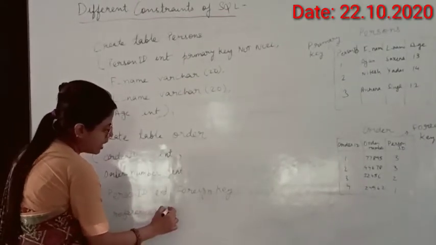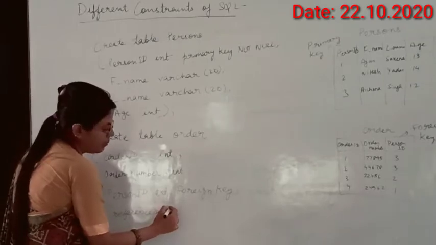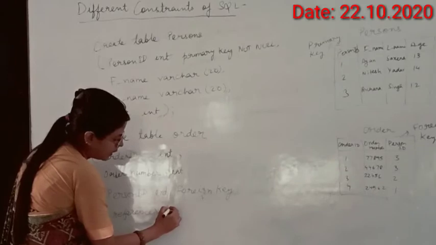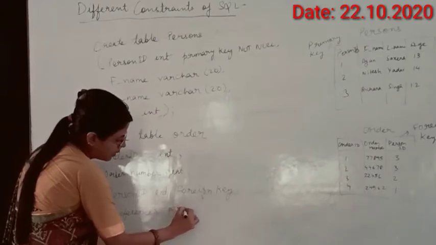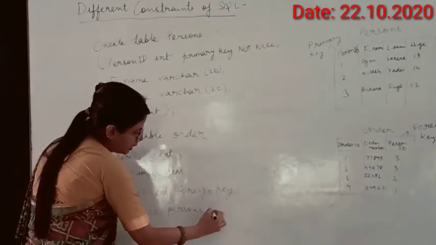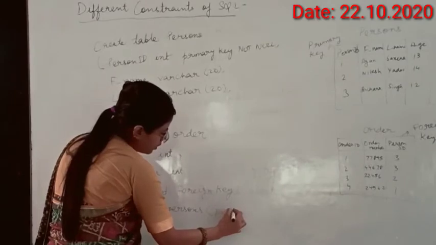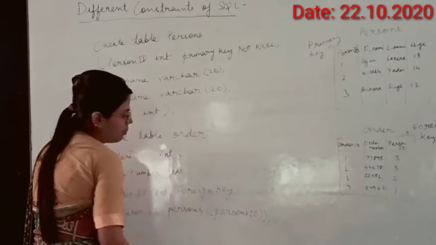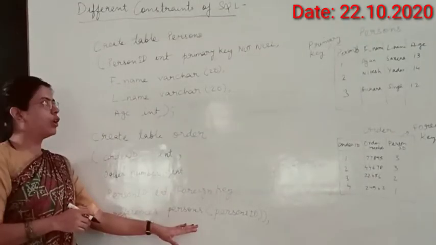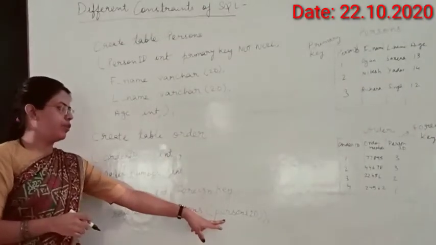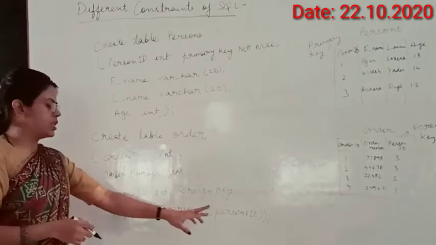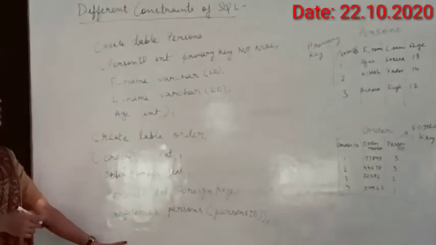references, and then you will write the name of the table, persons, and then the field name which is going to connect both the tables, and then I have closed this bracket. So these two tables are created here.